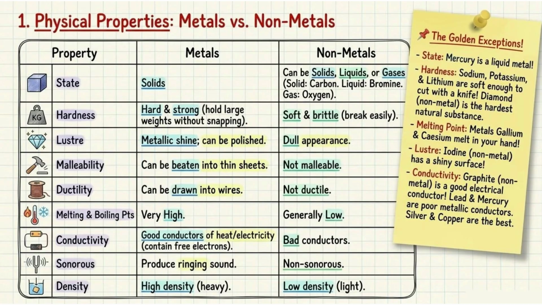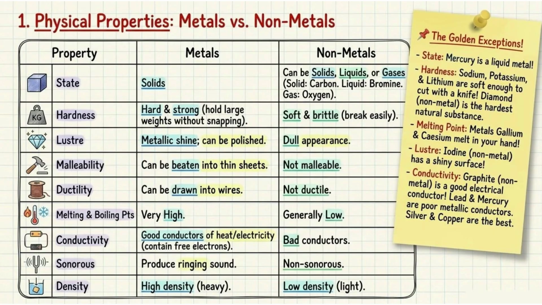Physical properties. How do we visually and physically separate a metal from a nonmetal? Well, normally metals have a very standard resume, right? They are solids at room temperature, they're hard, they're strong. And they have that metallic shine, which in chemistry we call luster. Right, luster. They are also highly malleable, meaning you can beat them into very thin sheets. Think of the aluminum foil in your kitchen.